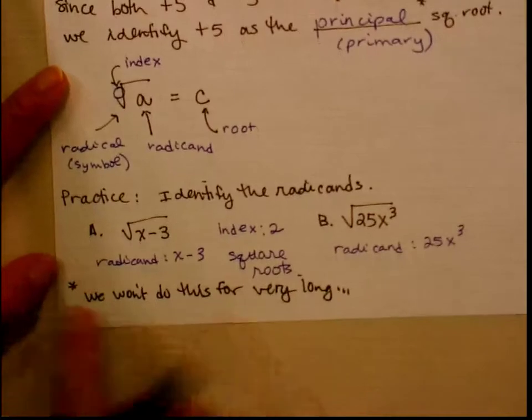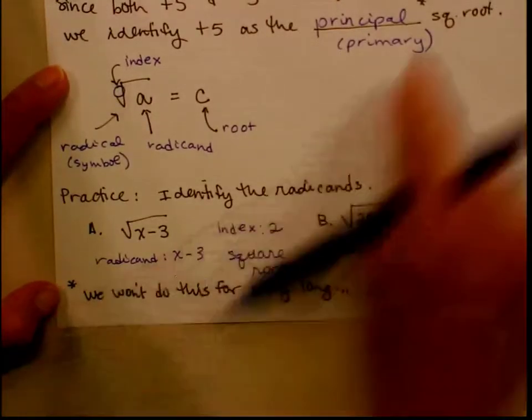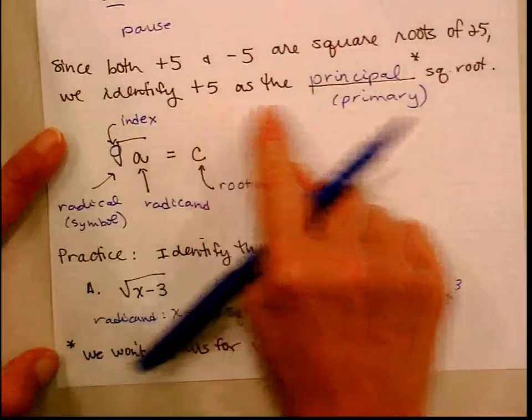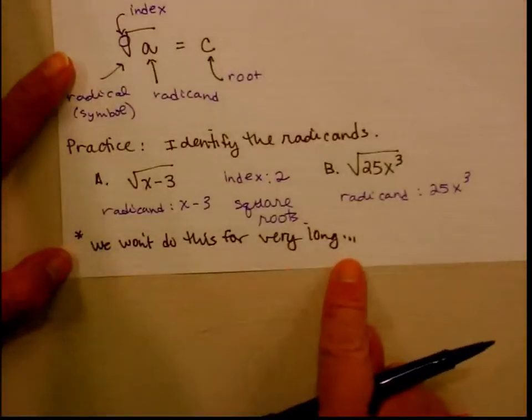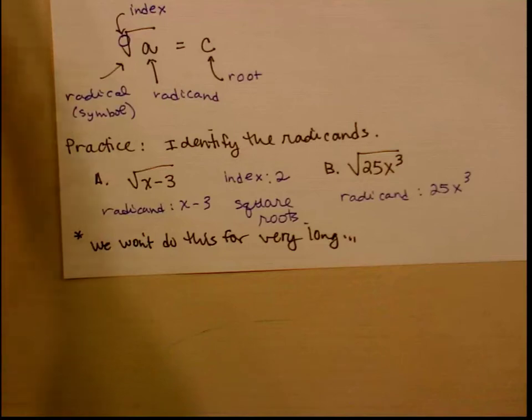Okay, so I have a little star down here. So where was my star up here? Oh, we identify positive 5 as the principal square root. We won't do this for very long. That's right. Okay. We automatically go with the square root, right?